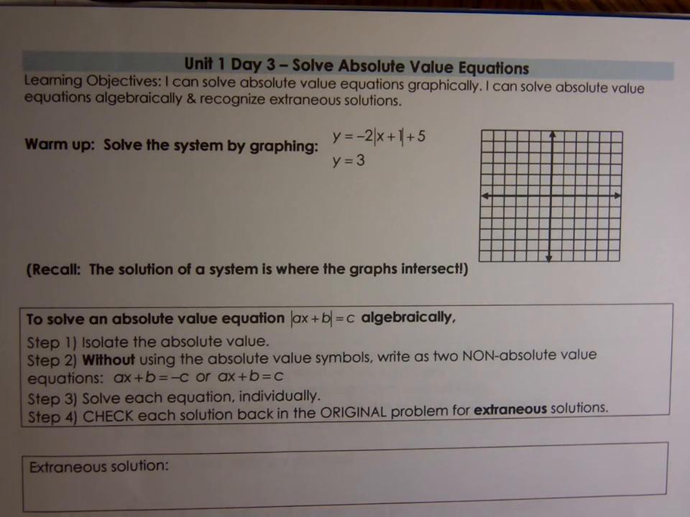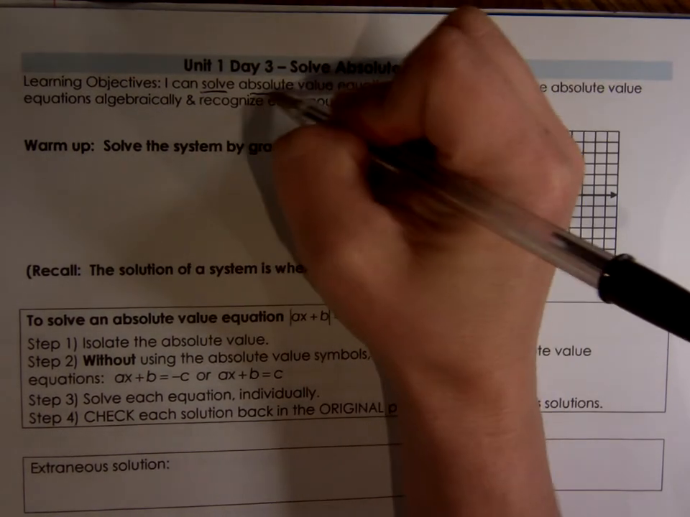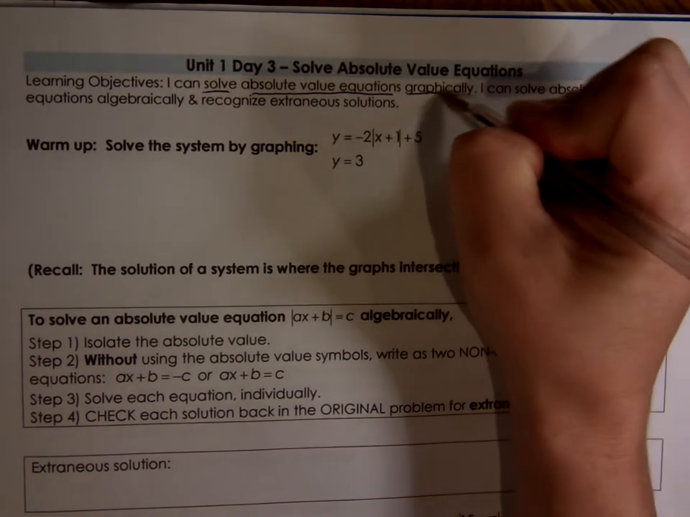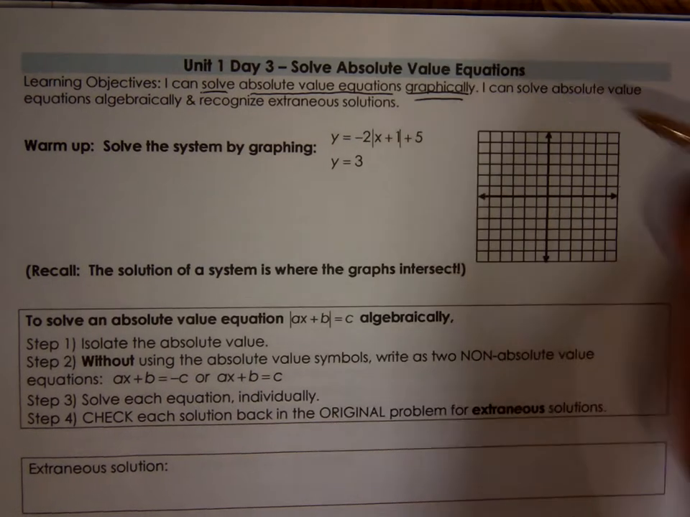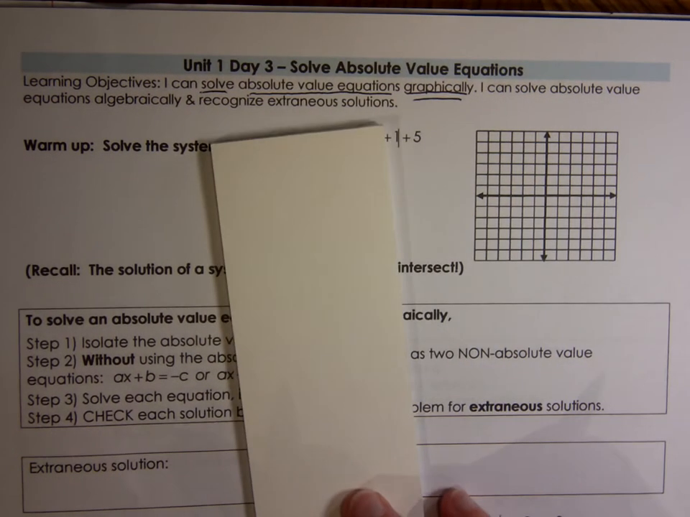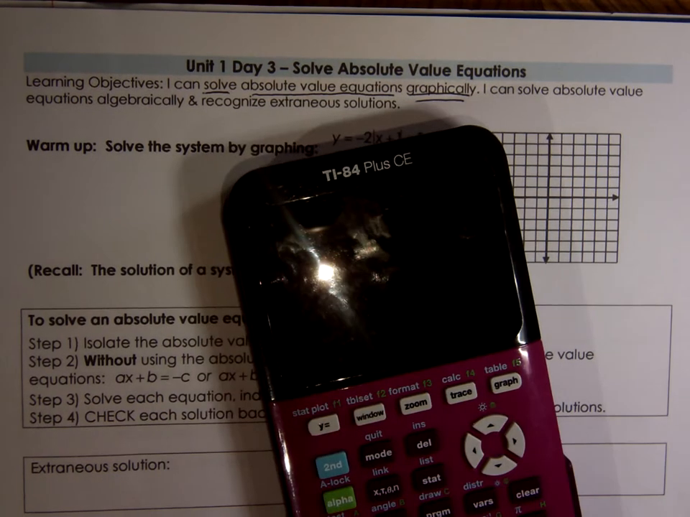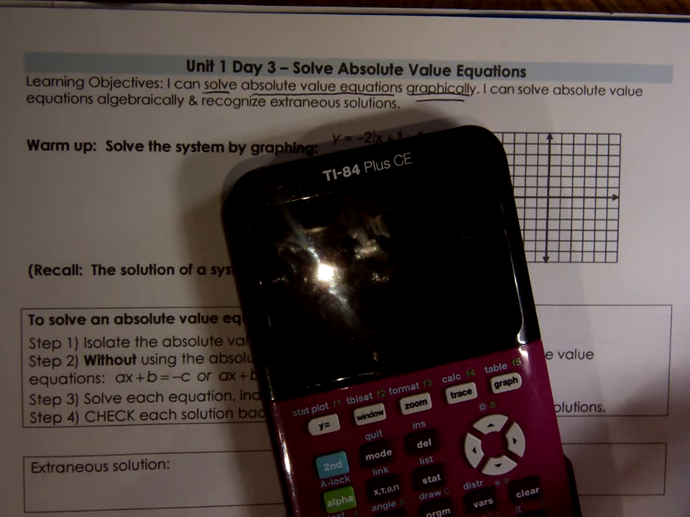Hi everyone, for today's lesson we are going to learn how to solve absolute value equations. Our learning objective for today is for you to be able to say, I can solve absolute value equations graphically, which means that not only will we be graphing and you will need a straight edge for today, but we will also be using our graphing calculator. So if you can make sure that you have access to those supplies before we get started, that might be a good thing.